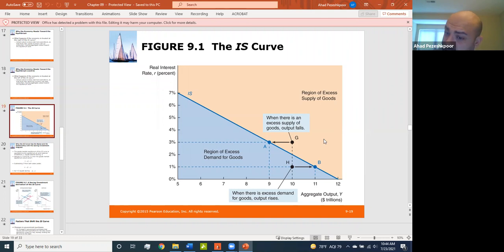But if you're on the right side, if your interest rate is at 3% and you're producing $12 trillion, your interest rates are too high for this output. This means you won't have that many customers. So you need to cut back your output to 9 to be able to satisfy your limited number of customers.